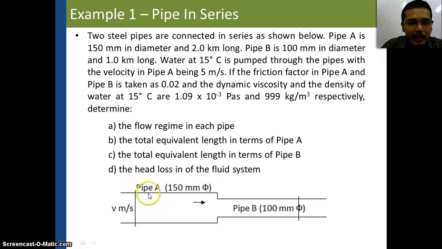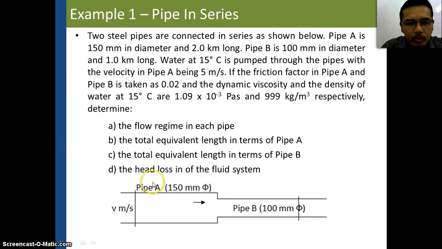The length of pipe A is 2 km long, and the length of pipe B is 1 km long. The water is pumped at 15 degrees C, and the velocity in pipe A is 5 meters per second. The friction factor for both pipes, because of the same material, is taken as 0.02. The dynamic viscosity and density are 1.15 x 10 to the power of minus 3 pascal second, and 999 kilograms per meter cubed.